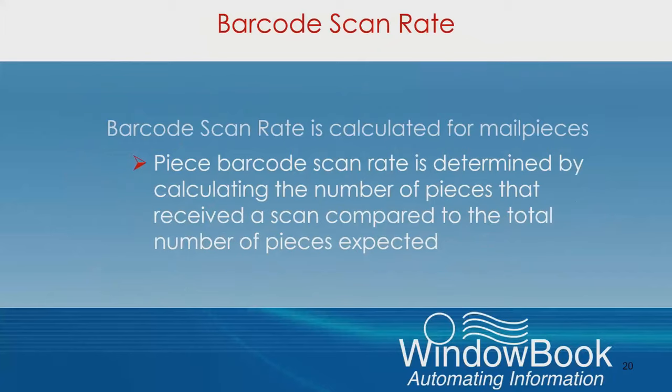Another thing that's measured is the barcode scan rate. This is calculated for mail pieces, and it's determined by calculating the number of pieces that received a scan, and again, this would be on the MPE equipment, and comparing it to the total number of pieces that are expected, and that would be from the EDOC.